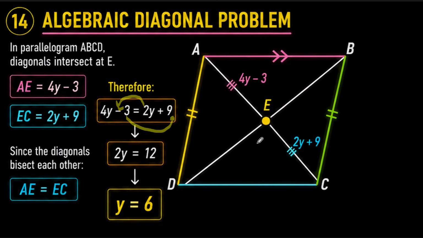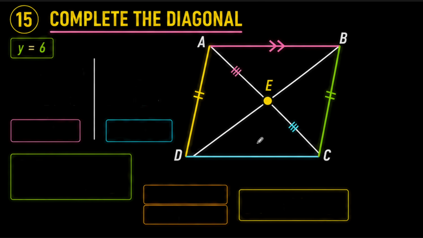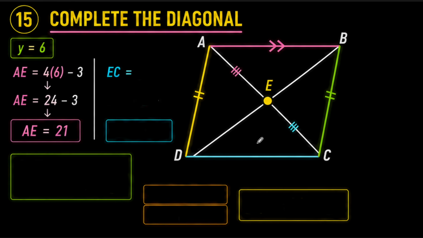Hindi pa tayo matatapos dyan. Continue natin ang work. Since ang y natin is equal to 6, alam natin yung AE. That is 4 times y, magiging 6 na siya ngayon, minus 3. So, yung 4 times 6, that is going to be 24 minus 3. Ang AE ngayon ay equals to 21. Paano naman ang EC? Alam natin ang EC kanina, 2 times y, magiging 6 na, plus 9. 2 times 6 is 12 plus 9. That is going to be EC 21.